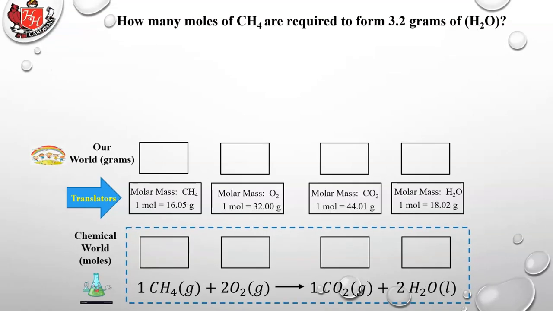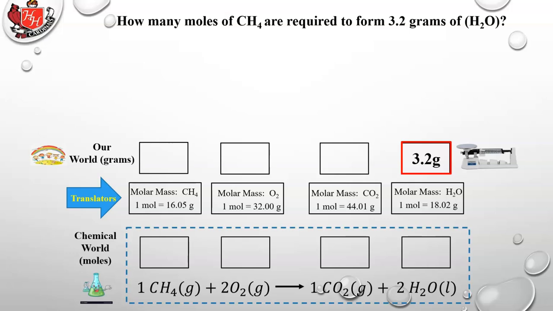So how many moles of CH4 are required to form 3.2 grams of H2O? So now what we're going to do is place a question mark in moles of CH4, and we are going to put 3.2 in the grams of H2O. Notice we're up for 3.2, we're up in the grams row, and we're above H2O.